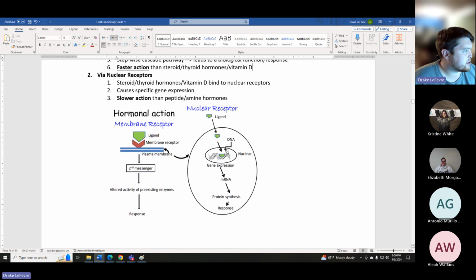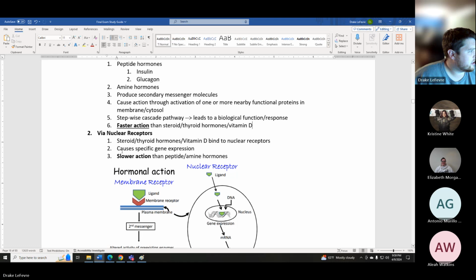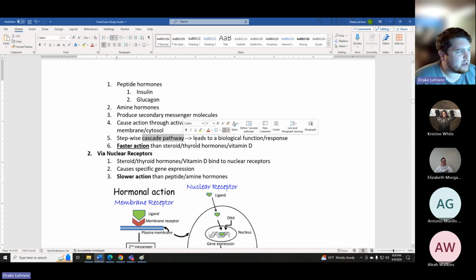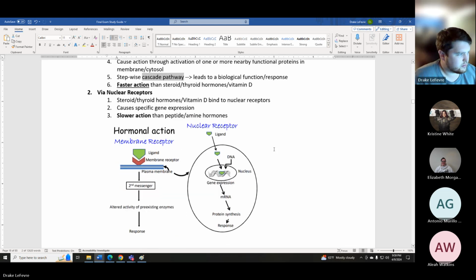Do those nuclear receptors? Remember the cascade. The cascade pathway. When we talk about a cascade pathway, what is that referring to? How a ligand produces its effects. Yeah.